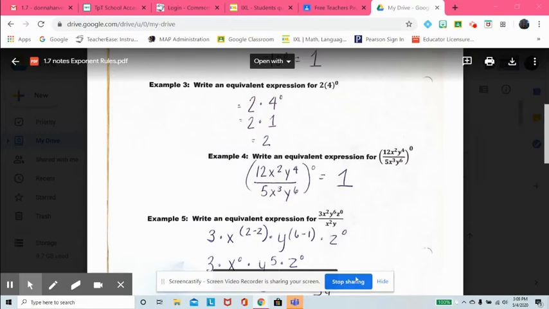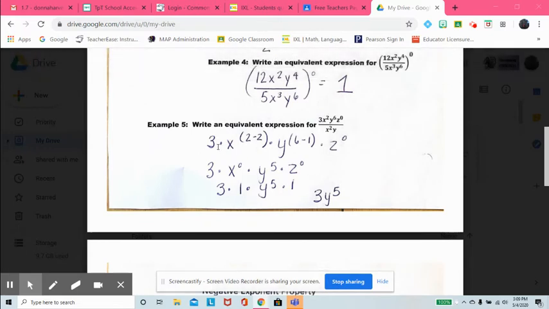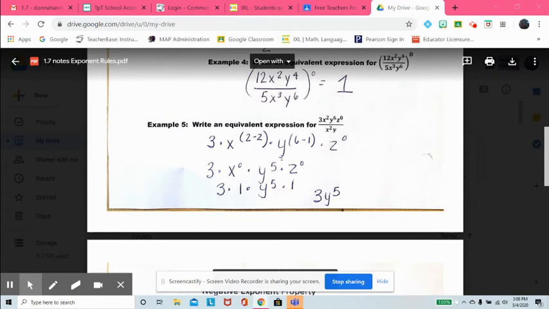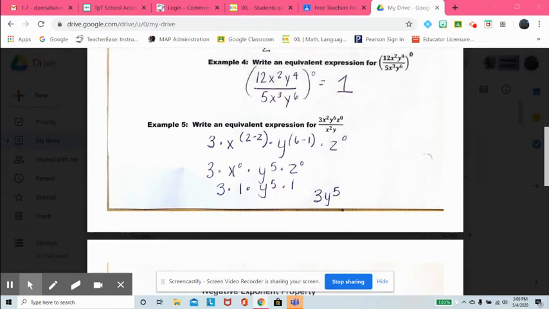Then we're going to do it where it's a little bit more chopped up here. So we have 3, and then we have x, and we're going to do our division first. So we have 2 to the 2, which brings down here is 0. Y is 6 minus 1, and z to the 0. So we have 3 times x to the 0, y to the 5th, times z to the 0. 3 stays as 3, x to the 0 is 1, y to the 5th stays the same, and z to the 0 is 1. So your answer would be 3y to the 5th.